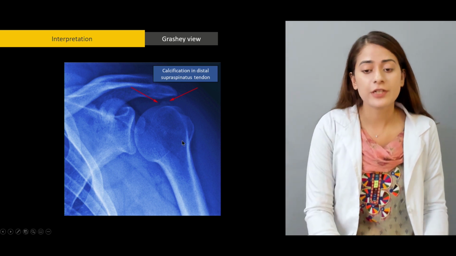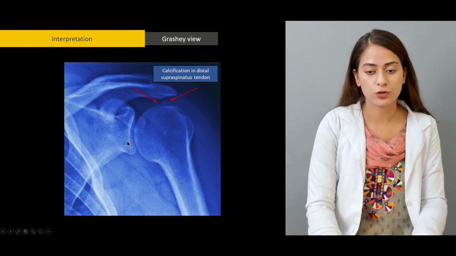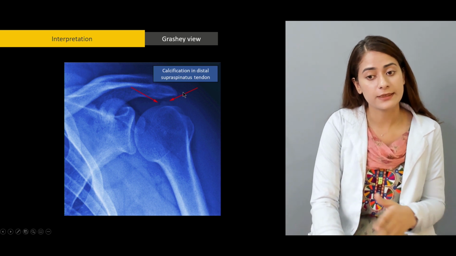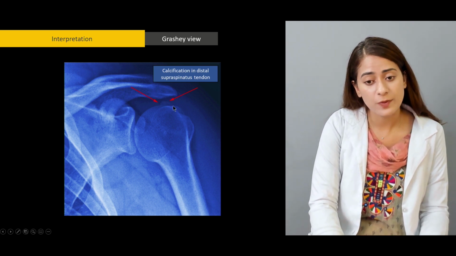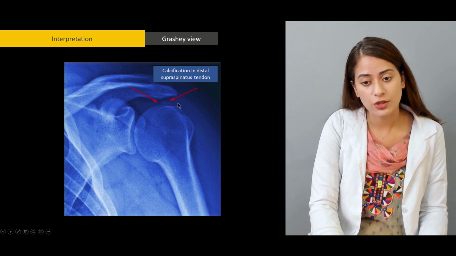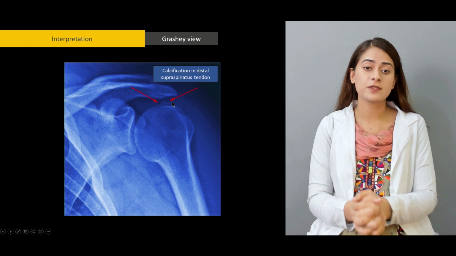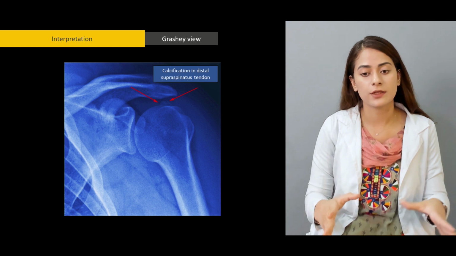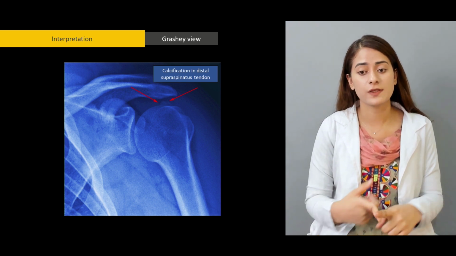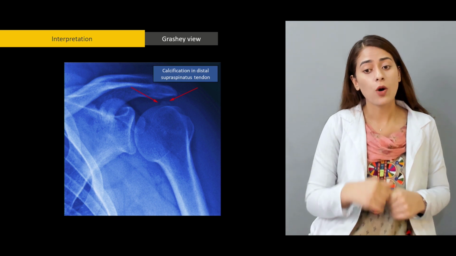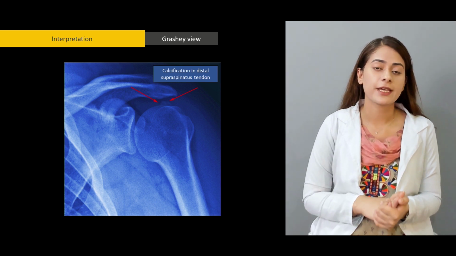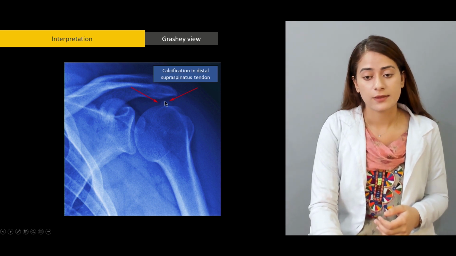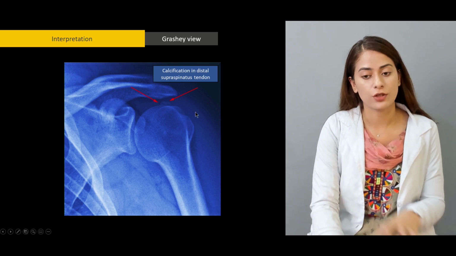So in this Grashey view, what is to focus on is not the glenohumeral joint, but right here, which is the calcification of the distal supraspinatus tendon. The supraspinatus tendon is passing right here. Like I said, continuous impingement will result in calcification, which we have discussed previously as well. All of these four muscles attach to the greater tubercle of the humerus. So this is supraspinatus tendon calcification here, and this is the greater tubercle.